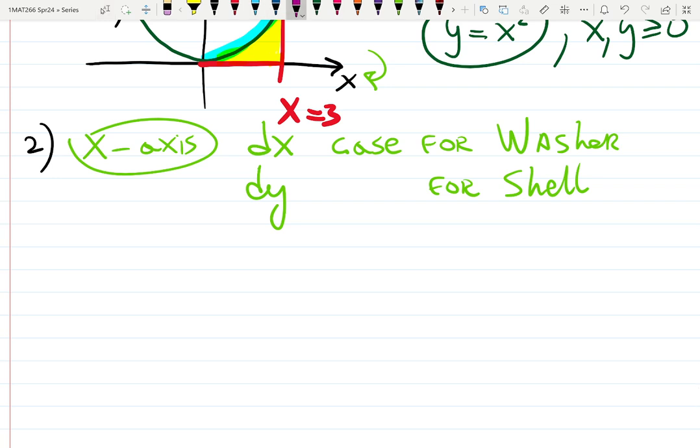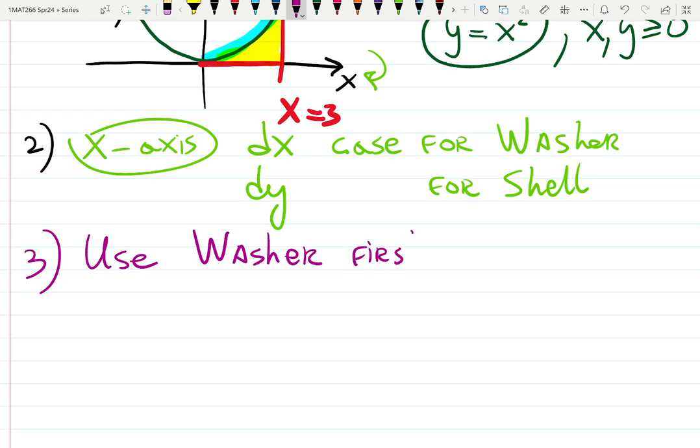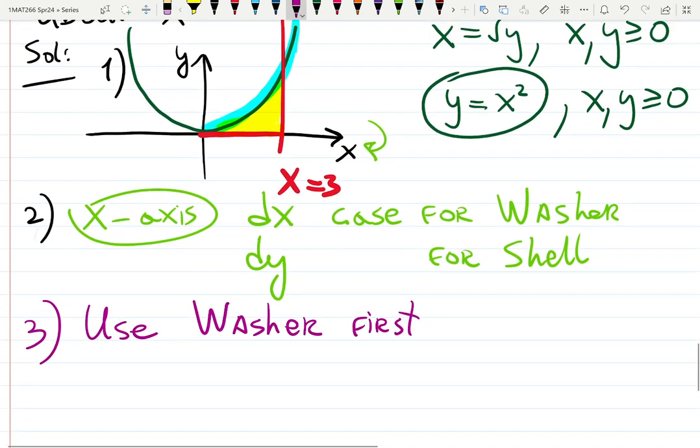So let me then do it. Step 3. Use washer first. And then we're going to do shell and compare. That's what the quiz was. Quiz 6, you did one problem with 2 methods.